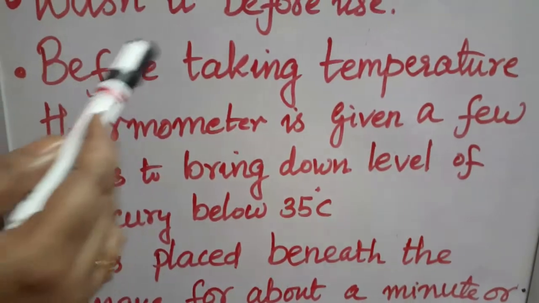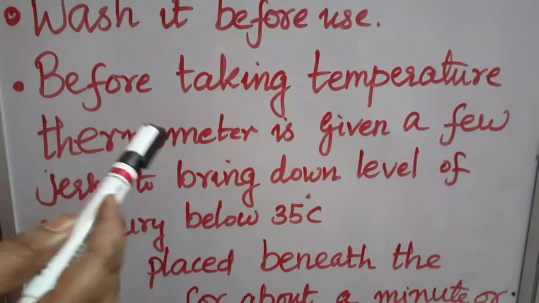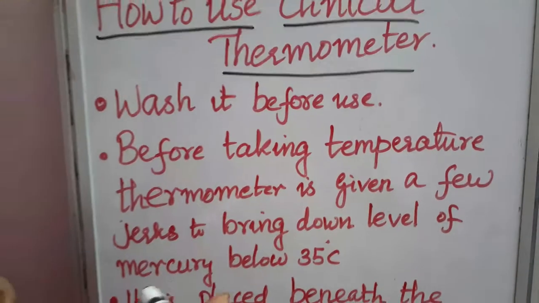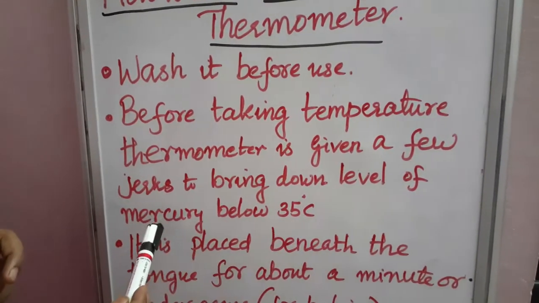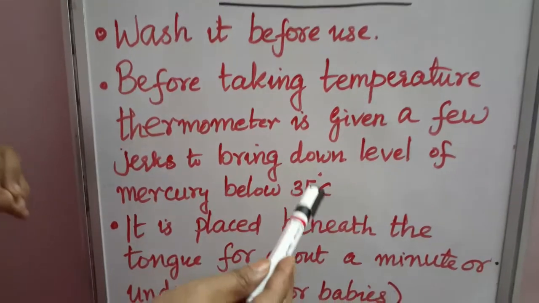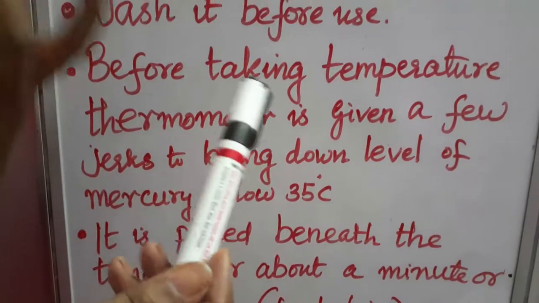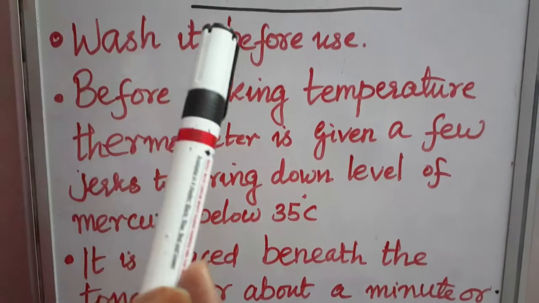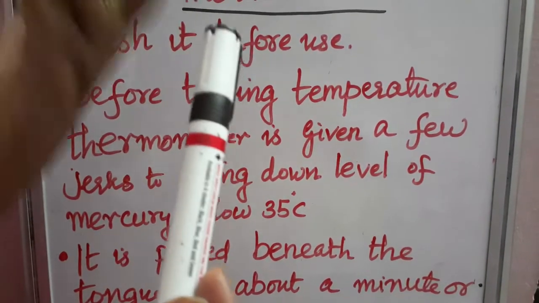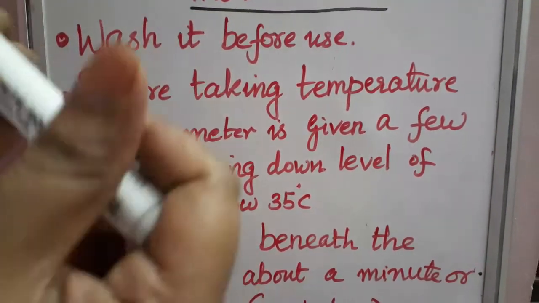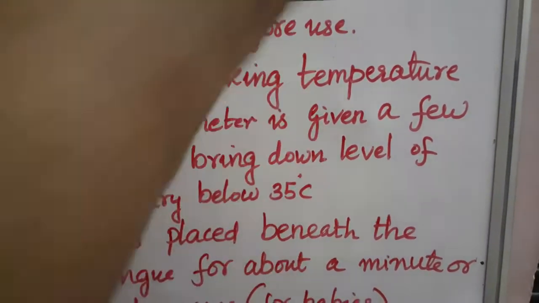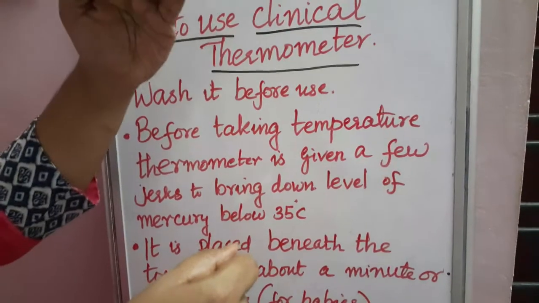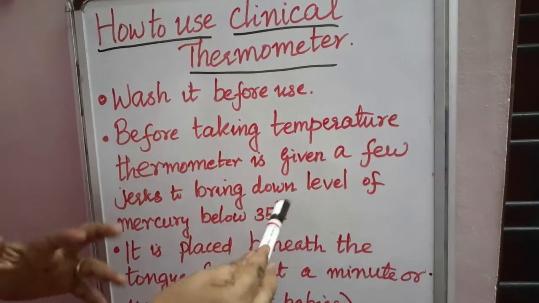Second, before taking the temperature, the thermometer is given a few jerks. Jerks means we do it like this, right? To bring down the level of mercury below 35 degrees Celsius. Sometimes, if you have kept the thermometer after taking a reading, the mercury level may be a little more, a little different. So first of all, we take the thermometer and give some jerks, so that the mercury level comes down to 35 degrees Celsius.